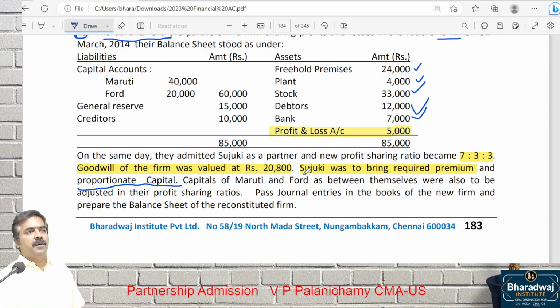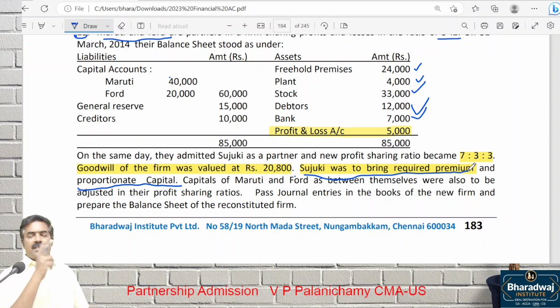Old partners, new partners, we have to work in capital account only. Other steps we can do. What is step 1? New ratio, old ratio. We want sacrificing ratio because the new partner brings in what? Premium for goodwill. We want sacrificing ratio also.